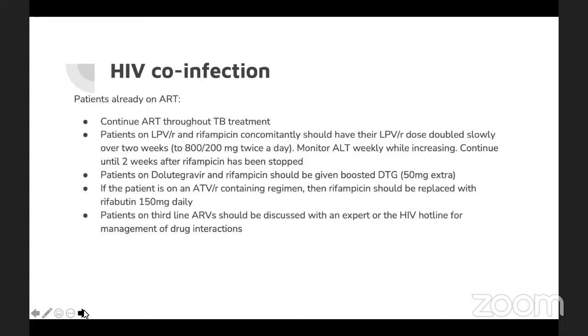Another thing that wasn't in the guidelines, but something that we have been doing, is boosting the dolutegravir, so you'd be on dolutegravir 50 milligrams BD. The last thing is the atazanavir-containing regimen. Because you can't double the dose of atazanavir as it's hepatotoxic, you need to change rifampicin to rifabutin if you're on that type of regimen. And patients on third-line ARVs should be discussed with an expert.